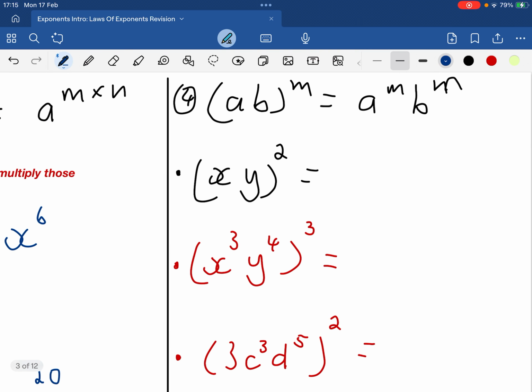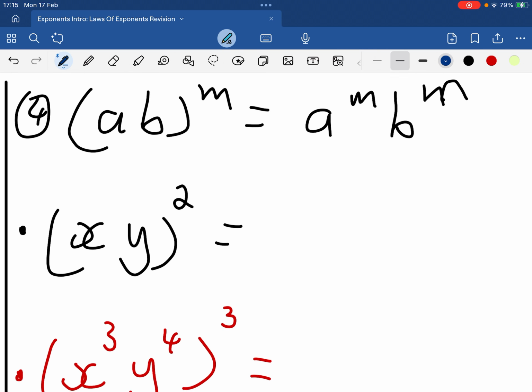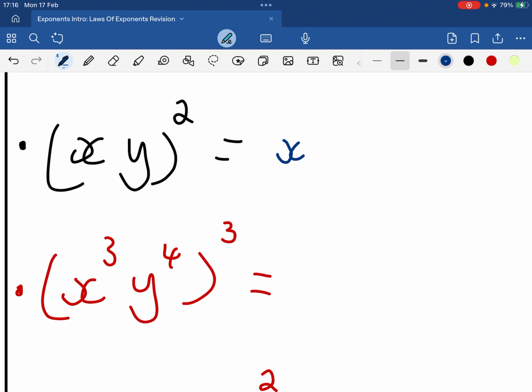Now, another law tells us that if you have two different bases multiplying one another and both of them were raised to the same exponent, then you need to distribute that exponent to both the bases. So a times b all raised to the power of m is a to the m times b to the m. So if you have xy squared, that's x squared y squared.